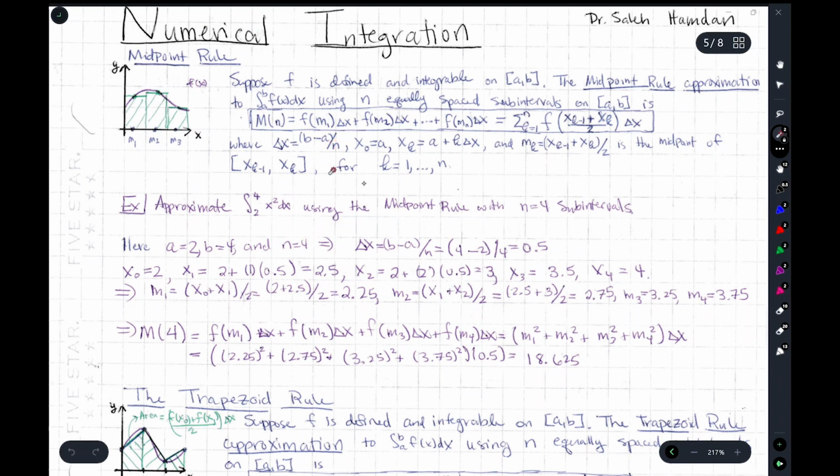the number of subintervals. You have your x naught is a, and so xk, basically the x associated with the end of the first subinterval. So x sub 1 would be the end of the first subinterval. x sub k would be the end of the kth subinterval. There goes your formula for that. And you have mk, which is the midpoint of the kth subinterval. Okay? And so that's how you'll approximate this.